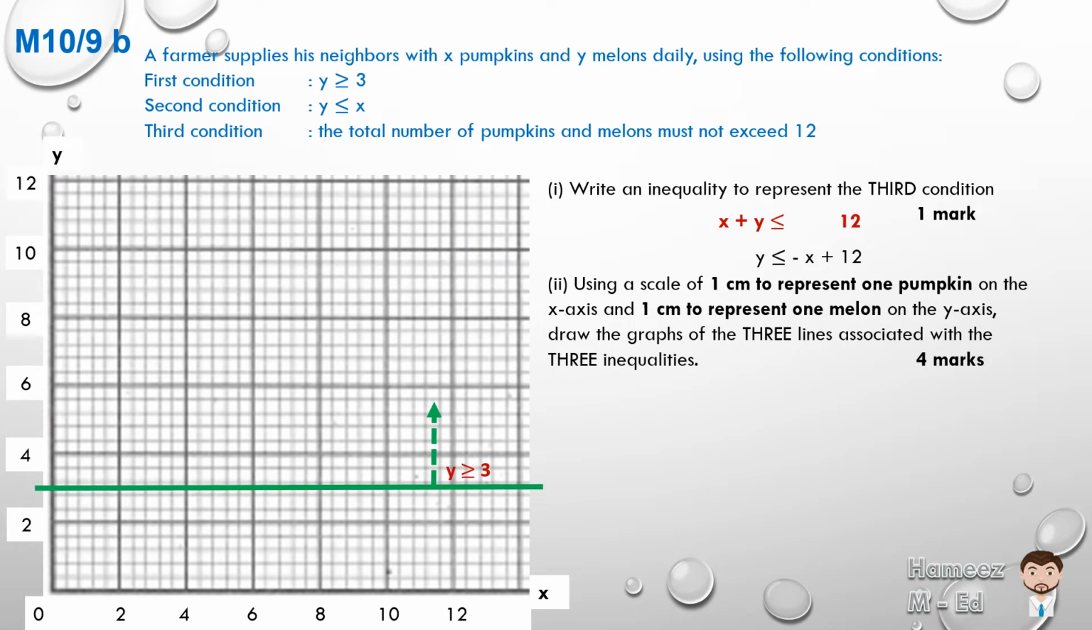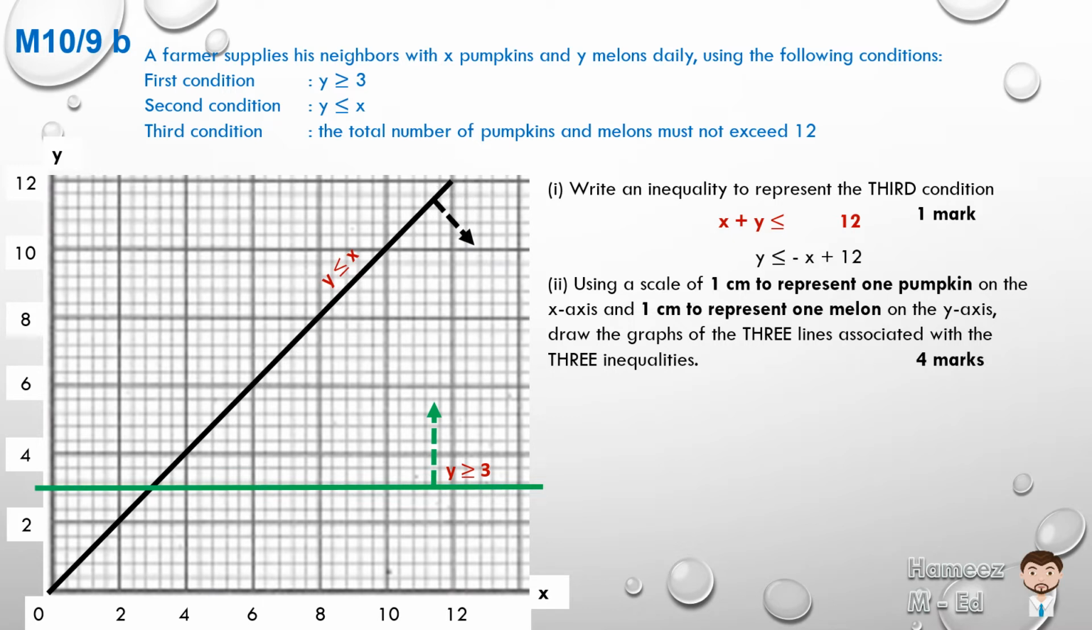The second condition, y is less than or equal to x, so let's draw the line y is equal to x. And we know if y is equal to x, when y is 0, x is 0. When y is 6, x is 6. When y is 10, x is 10. So we can draw a black line through all, and that's the line y equal to x. If y is less than x, then it means it's coming downwards below that line.